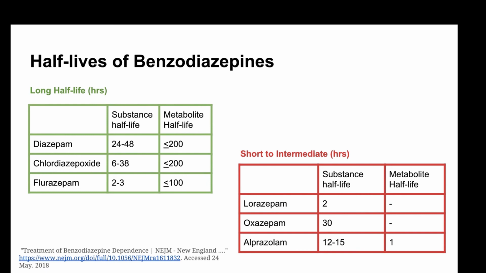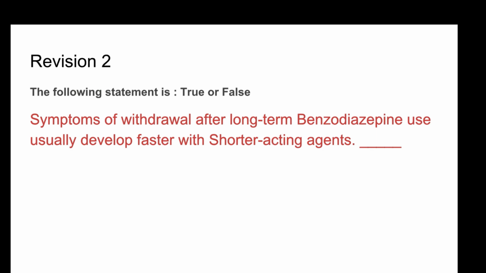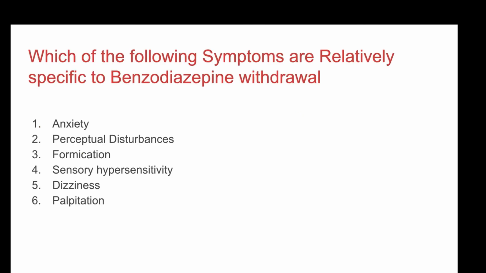Let's come back to the revision of this part. The following statement is true or false. First, symptoms of withdrawal after long-term benzodiazepine use usually develop faster with shorter acting agents. Which of the following symptoms are relatively specific to benzodiazepine withdrawal? So here you can think of multiple symptoms that are specific to benzodiazepine withdrawals.